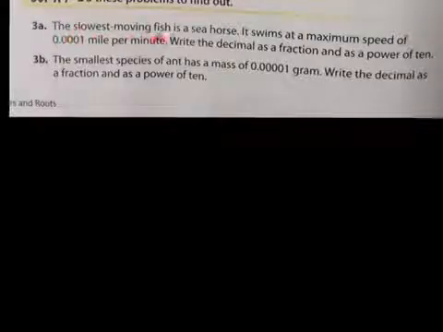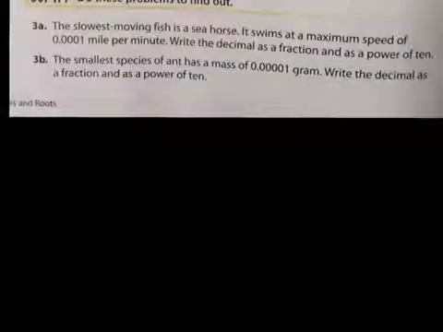The slowest moving fish is a seahorse. It swims at a maximum speed of 1/10,000th mile per minute. Write the decimal as a fraction and as a power of 10. So 1, 2, 3, 4. It's in the 4th place.